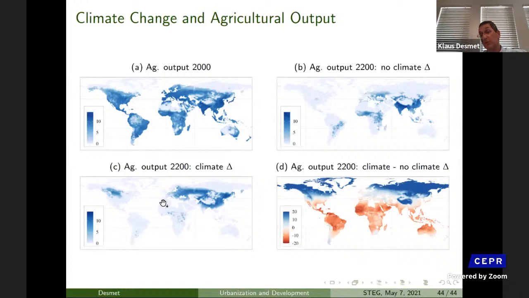So that's very interesting, I think, as well, thinking about not just urban and space, but urban space plus sectors, agriculture versus other sectors, and how that might be impacted by climate change. I'm going to stop here. I went a little bit over time and I'm happy to take any questions you might have.